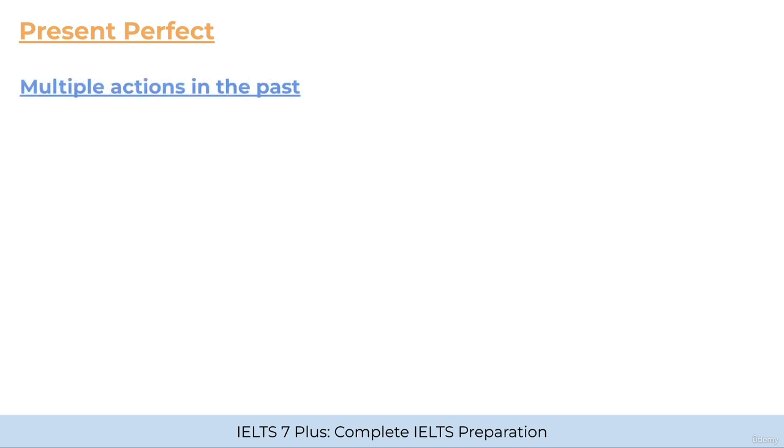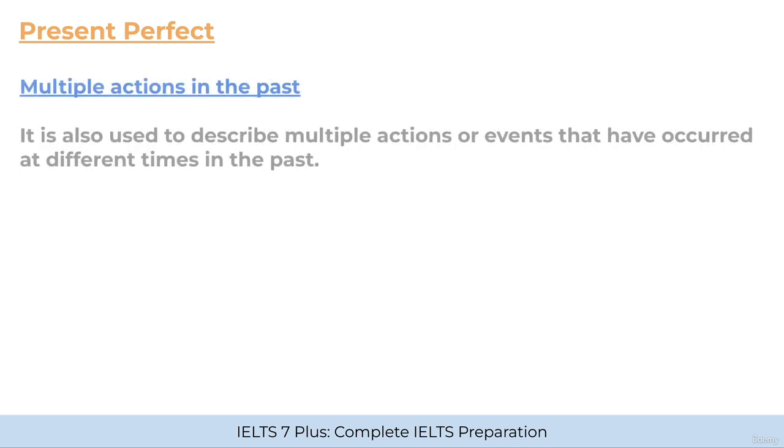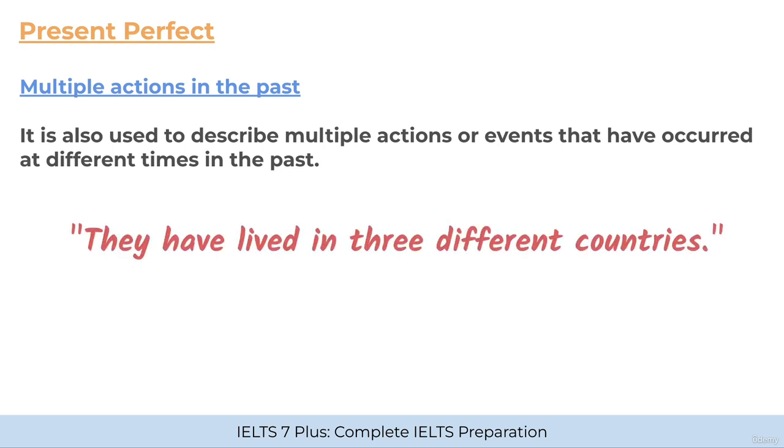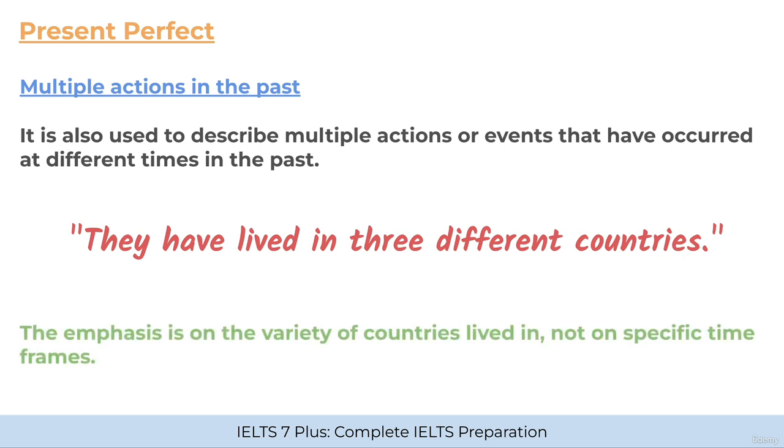Another situation, you can describe multiple actions in the past. So things that have occurred, multiple events at different times in the past, can also be shown through this tense. For example, they have lived in 3 different countries. So we're not sure when, we're not sure at which different times, but that's almost not important here. It's the variety or the experience itself, the overall experience, which is the point of emphasis here, not on the time frames.